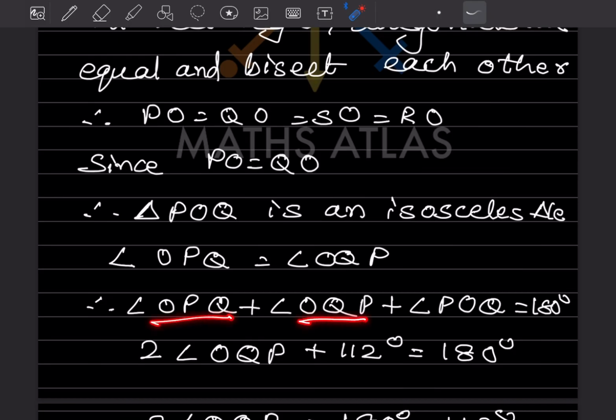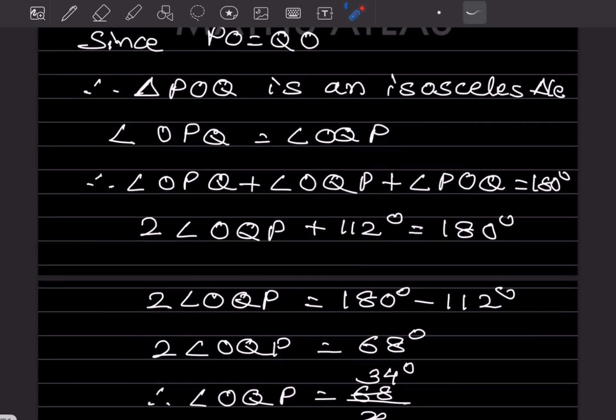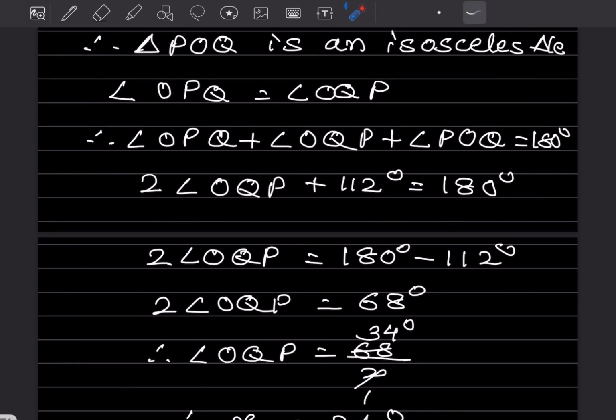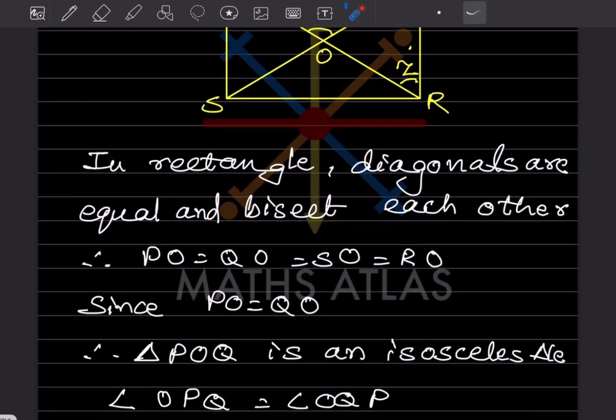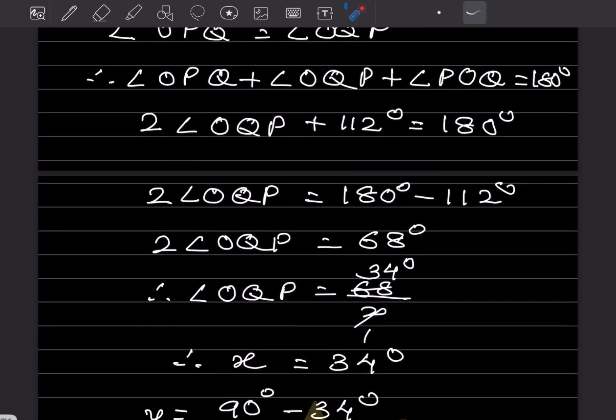This is already OQP, so this will be 2 times angle OQP plus POQ, which is given as 112, equals 180. The 112 goes to the other side, so this should be 68. Twice means multiplication, so angle OQP will be 68 by 2, which is 34. And this OQP is nothing but X. So X is 34.